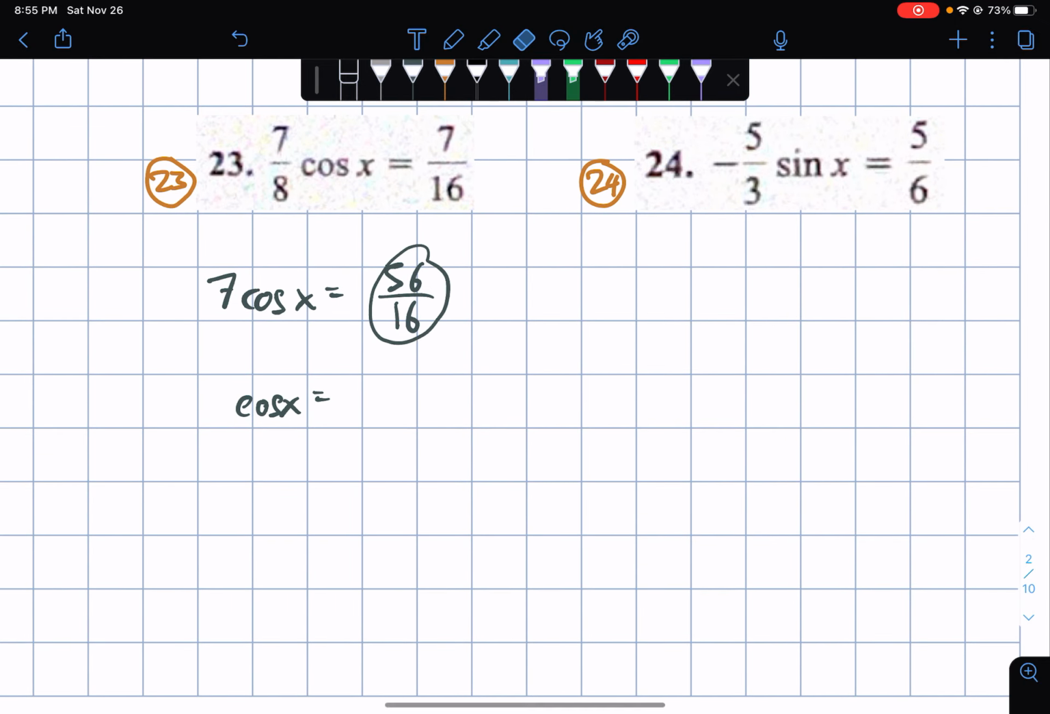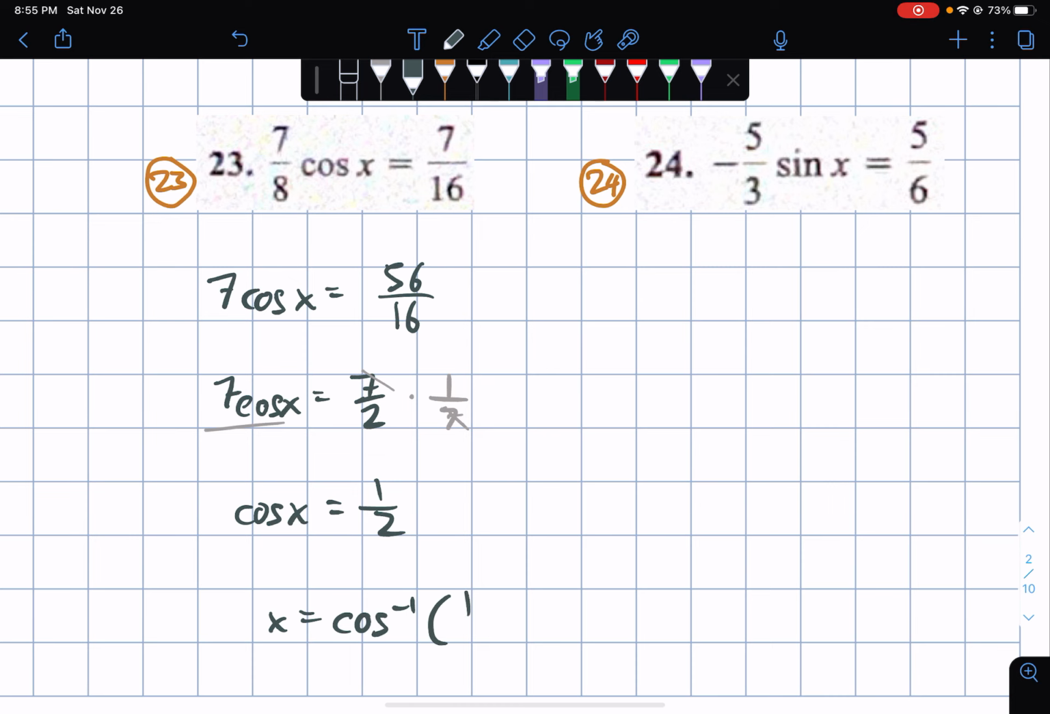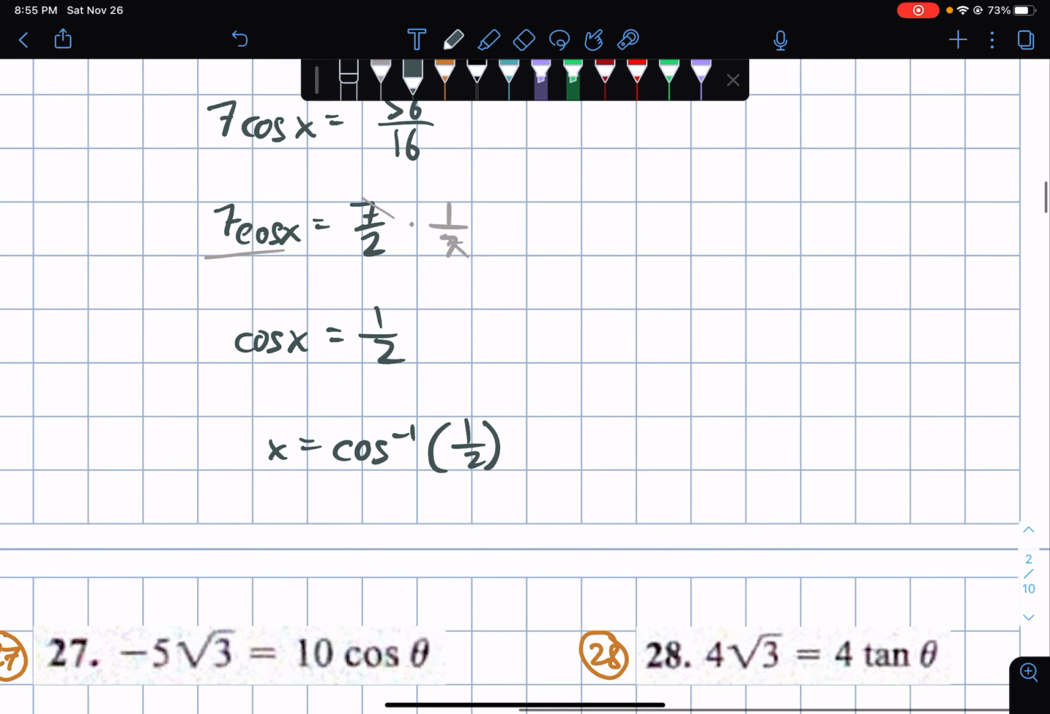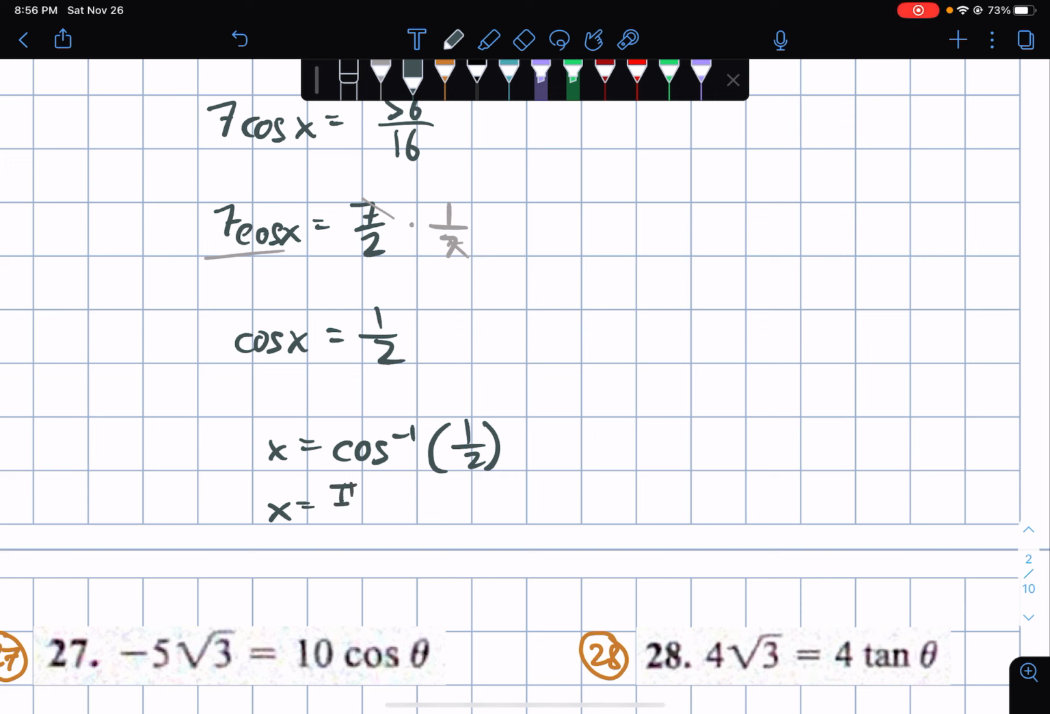We could simplify the fraction. Divide both sides with 8, I guess. That would be 7 over 2. And if we divide both sides with 7, that would be something like that. And eventually, cosine x would be equal to 1 over 2. X is equal to the arc cosine of 1 over 2. That would be pi over 3.